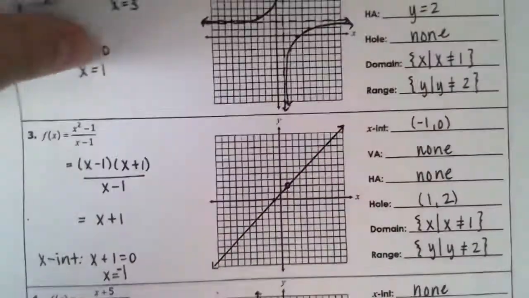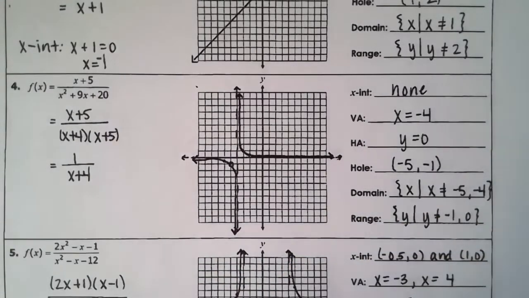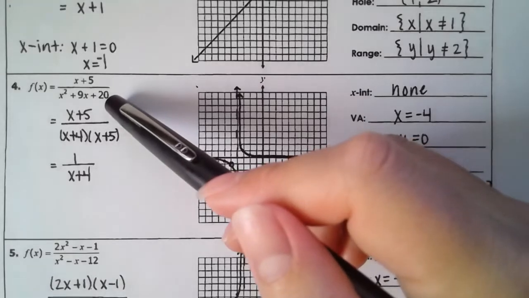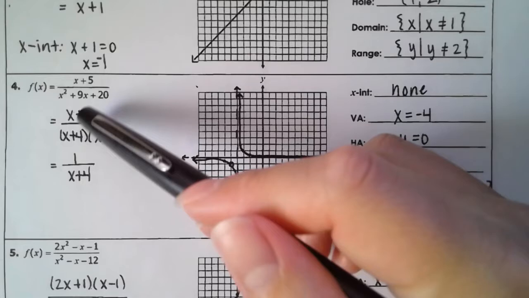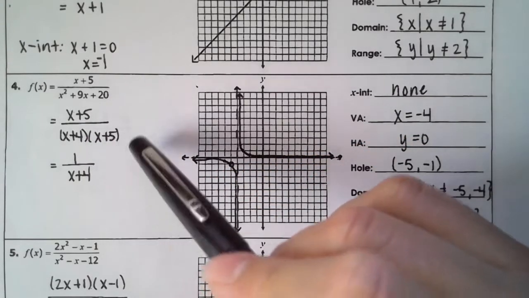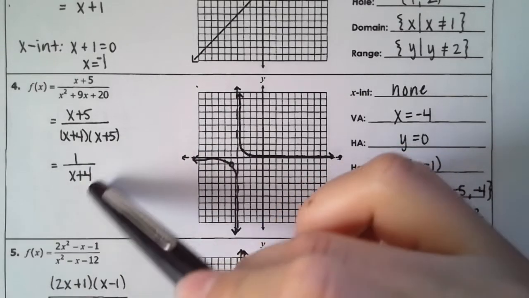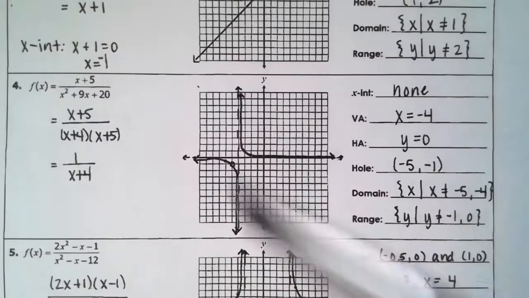Number 4, I have x plus 5 over x squared plus 9x plus 20. So what I do is I factor out the denominator, okay, and then I simplify. So immediately I have common factors here, so I am going to have a hole. Okay, when I simplify this, I get 1 over x plus 4. So this one is familiar. It should be like a reciprocal function, right? So this one we shouldn't have too much trouble graphing.